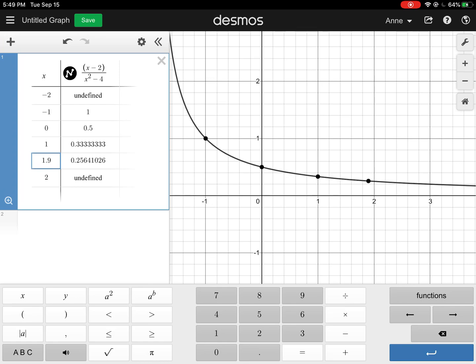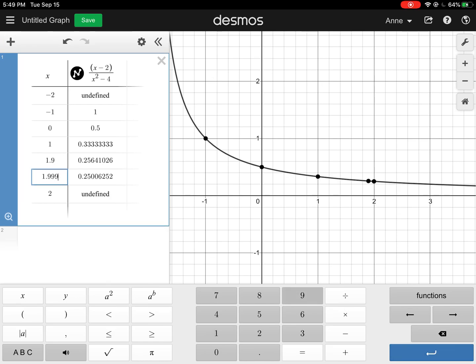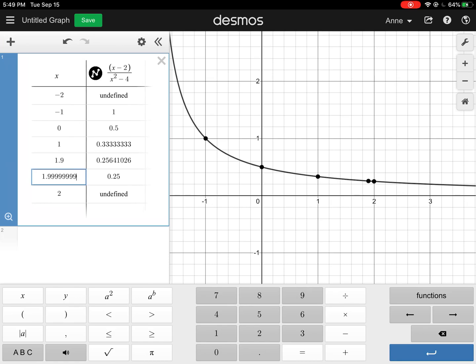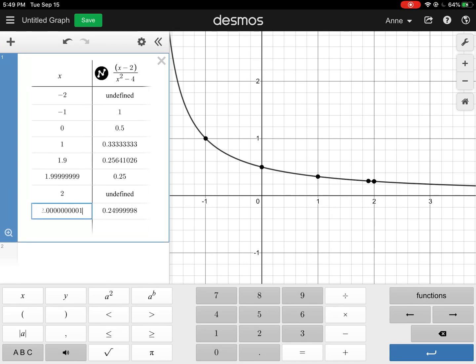What if I was at 1.9? It says 0.256. Let's get even closer to 2. I'm going to hit return again and put 1.99999. That looks like 0.25. What about on the other side of 2? Let's do 2.0000001. That's 0.2499999. What if I got even closer? 2.000000000000001. Oh, we're too close to it.